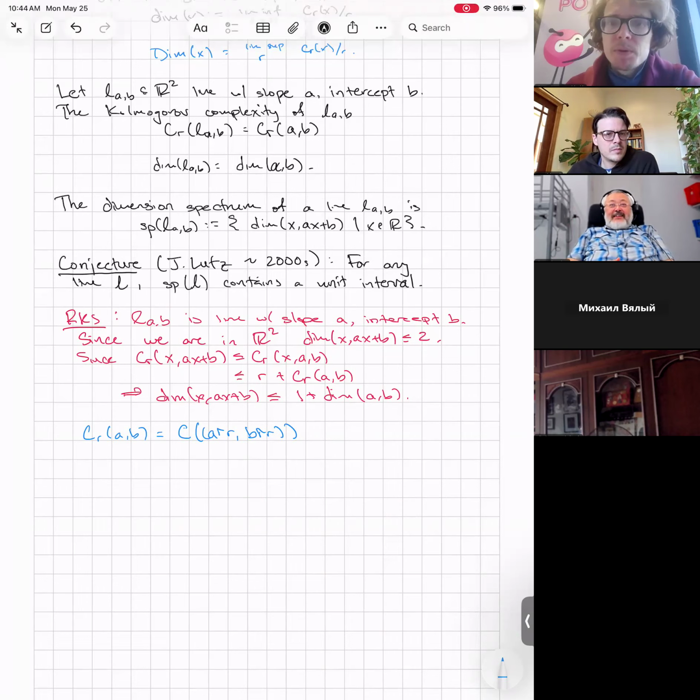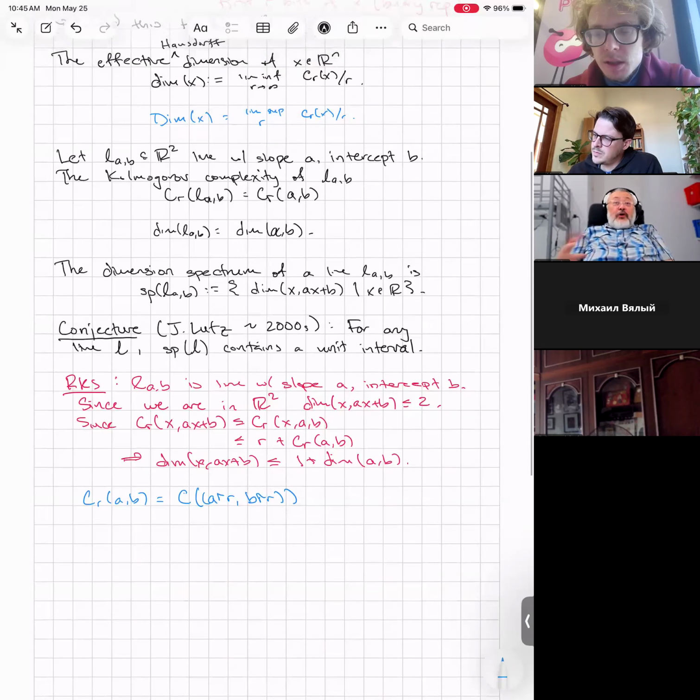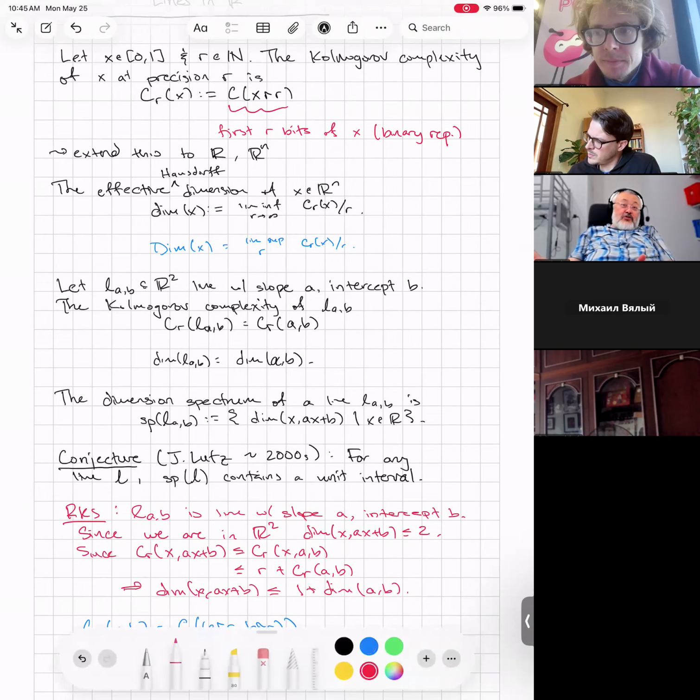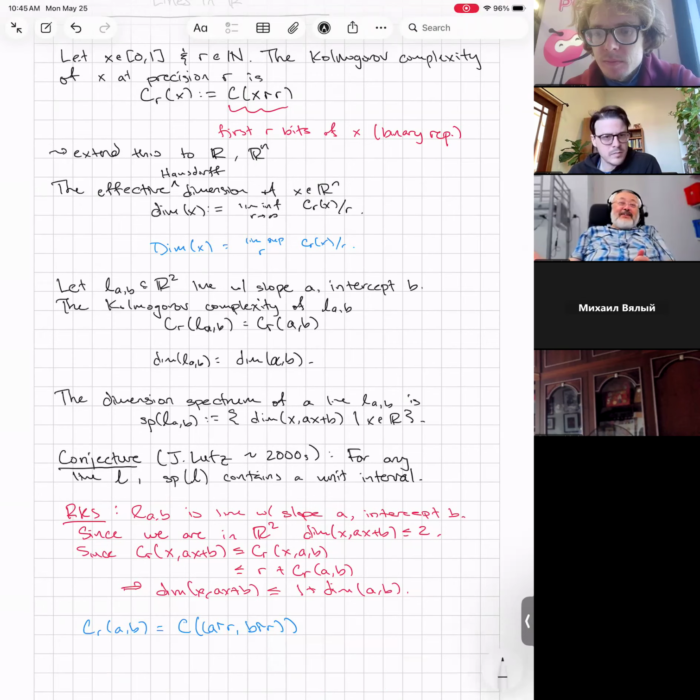But for stupid people, can at least one sentence be said about what happens with the precision of numbers? I mean, it's supposed that I've defined it exactly. No, if you want R bits of AX plus B, then maybe you need R plus a constant number of bits of X. If A is a large number, then you need some better precision. But since it's only a constant number of bits, it doesn't matter in the limit. No, wait, I don't understand anything.